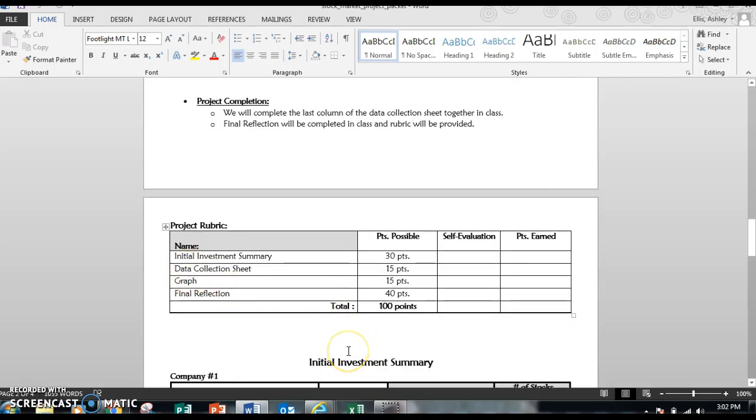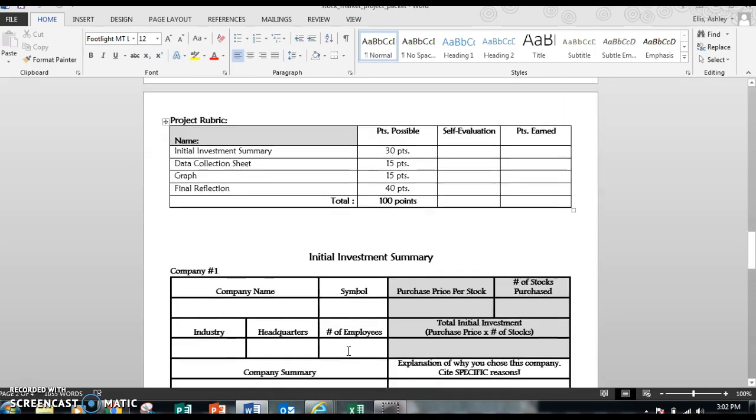Very quick rubric: your initial investment summary that you're going to do today is worth 30 points. Your data collection sheets that you'll complete daily will be 15 points. Your graph that you're going to create will be 15 points, and then your final reflection paper is going to be 40 points. So for a total of 100.